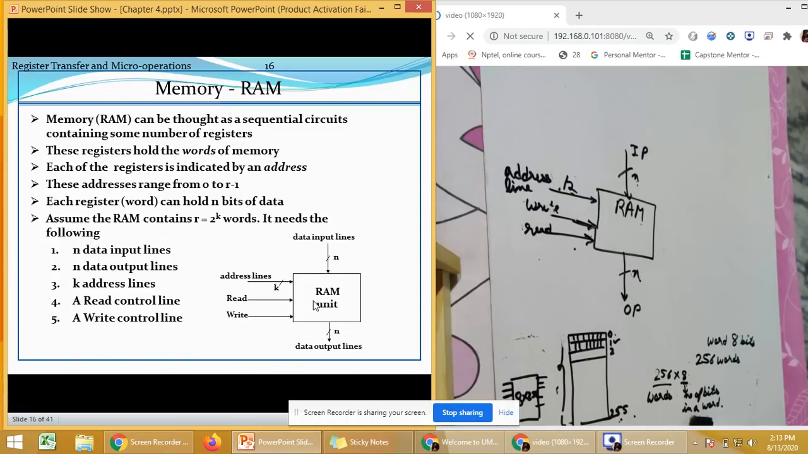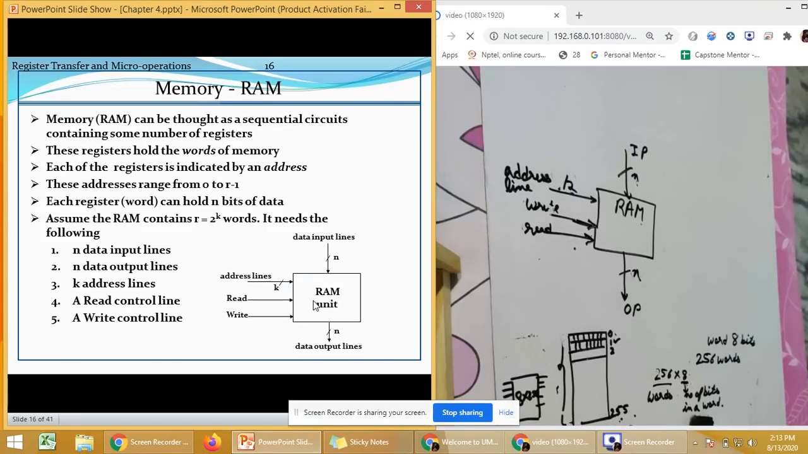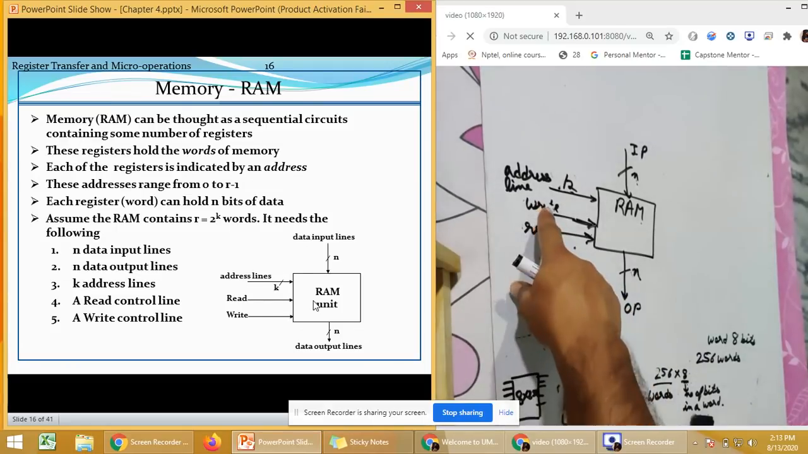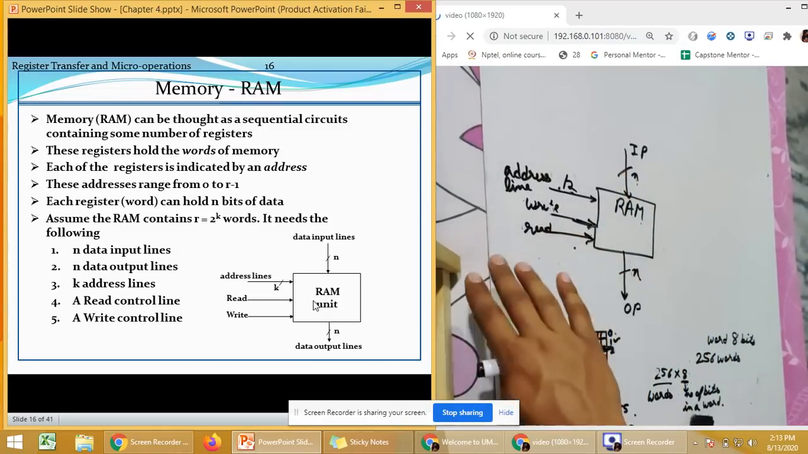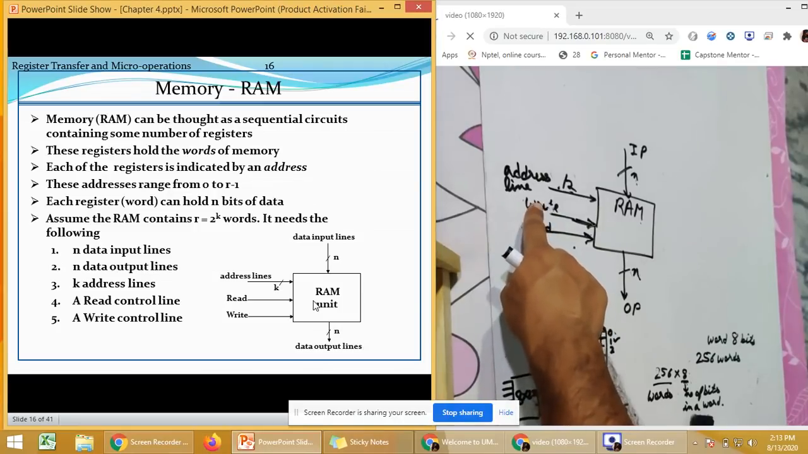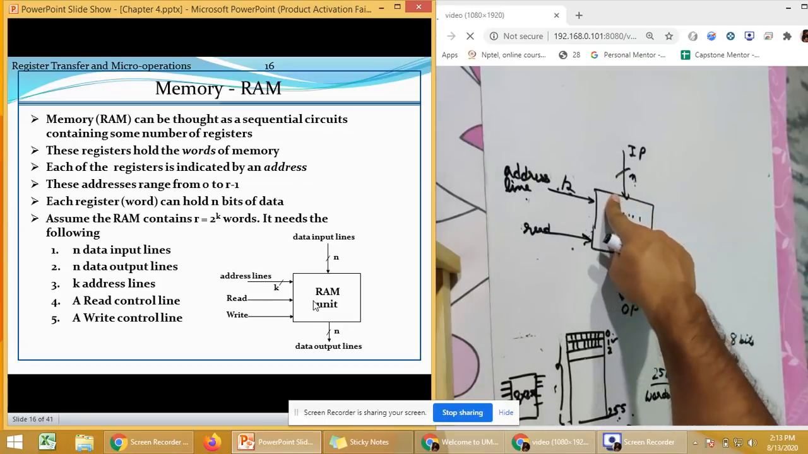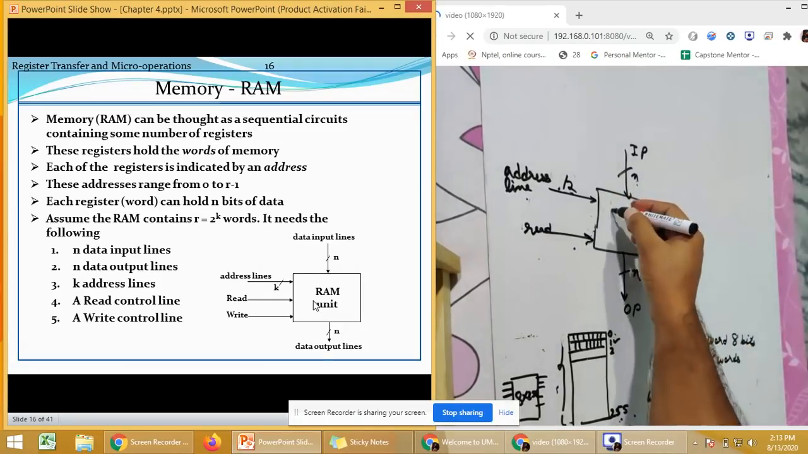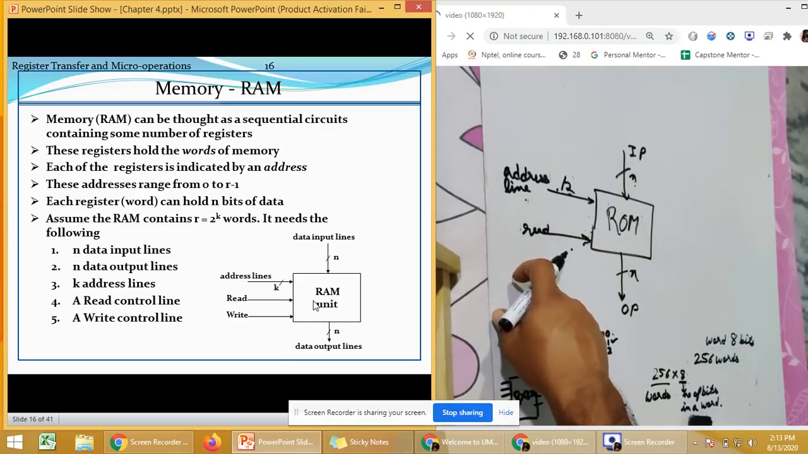When we talk about ROM, everything else remains the same, we just don't have this write line present in the case of ROM memory. The only difference is that it doesn't have a write line. Then this will become a ROM if it doesn't have the write line. Only difference is this.